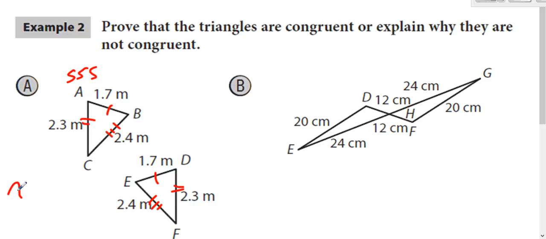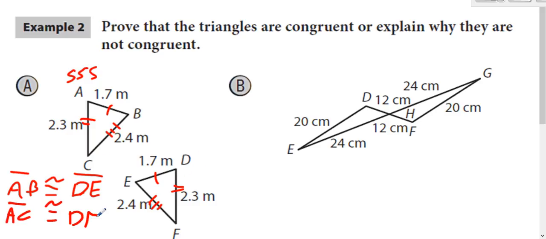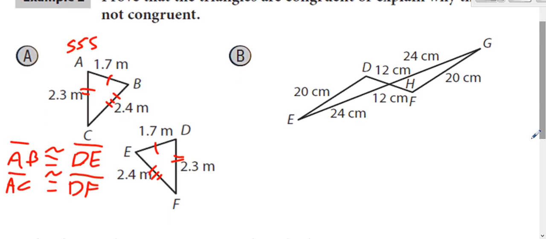We've got side AB is congruent to side DE. We have side AC is congruent to side DF. And last, side BC is congruent to side EF. So the three sides are congruent to the other three sides, so that's side, side, side.